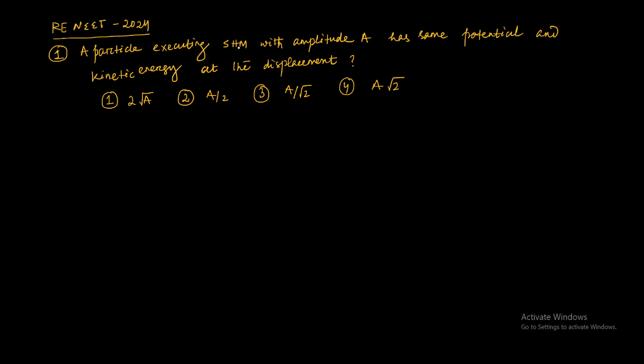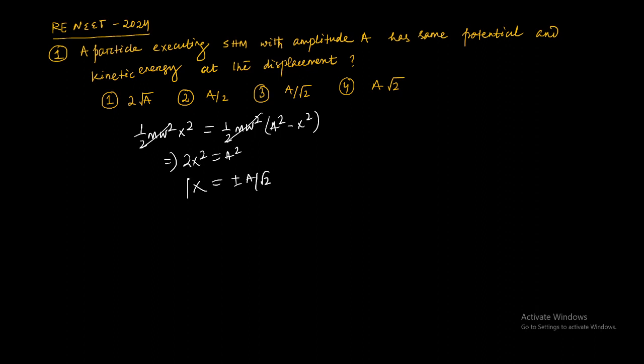A particle executing simple harmonic motion with amplitude A has the same potential and kinetic energy at the displacement. So potential energy, half m omega square x square, equals kinetic energy, half m omega square (A square minus x square). Half m omega square cancels out, so 2x square equals A square. So x equals plus or minus A by root 2. So option number 3 will be correct. So x equals A by root 2, where the kinetic energy and potential energy are the same.